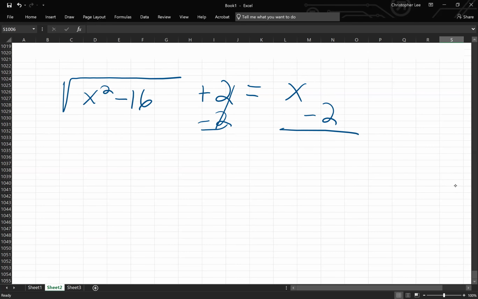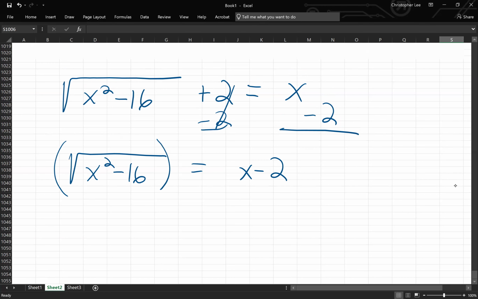So we're going to subtract 2 on both sides. So I have square root x squared minus 16 is equal to x minus 2. And then I want to get rid of that square root. So what do we do? Square it, right? But what I do to one side, I do to the other, right? So now what do I have?